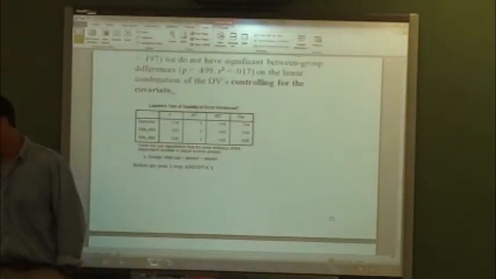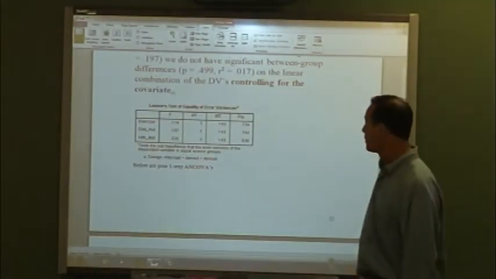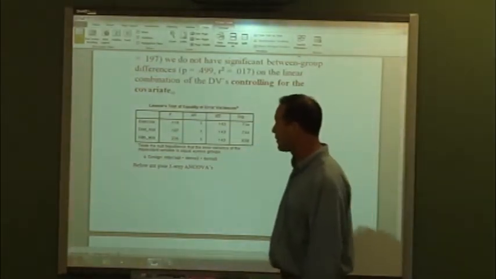How do we do on the univariate homogeneity of variance assumptions? All of them are not significant. So we've done good there.